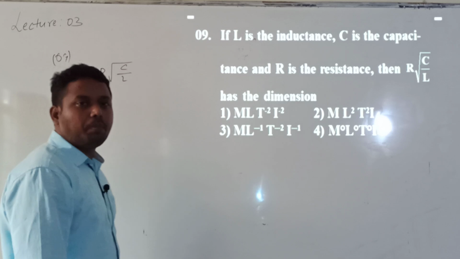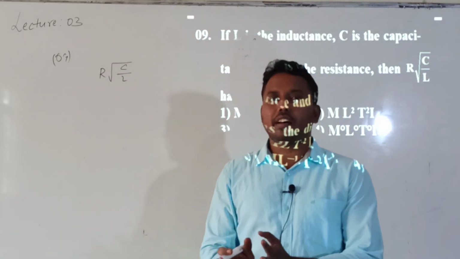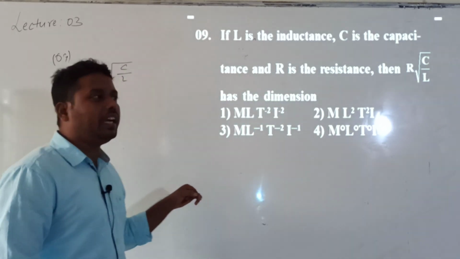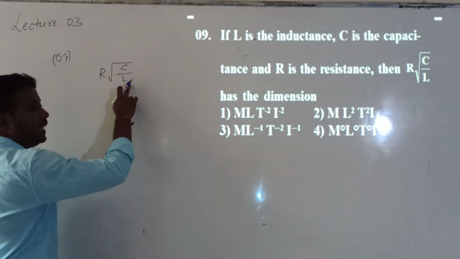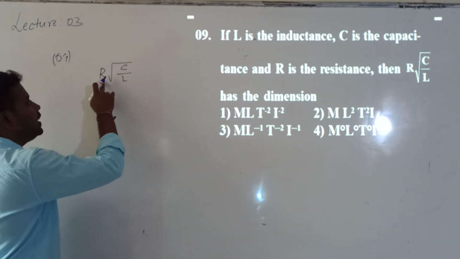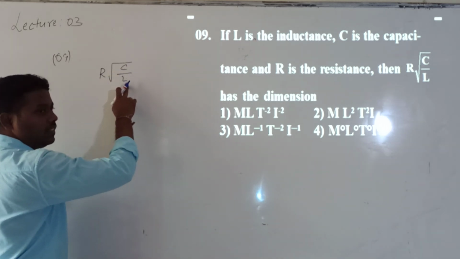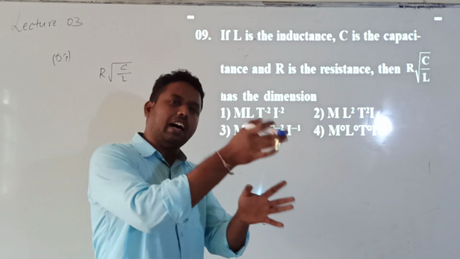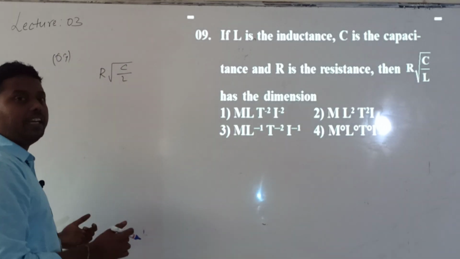To do these chapter problems, you need to know all the chapters. To solve this question, you need to know how to write the dimensional formula of resistance, capacitance and inductance. I think you know how to write resistance and capacitance, but you don't know inductance. That is the reason this chapter will be discussed at the last. So this is a second year syllabus related question.